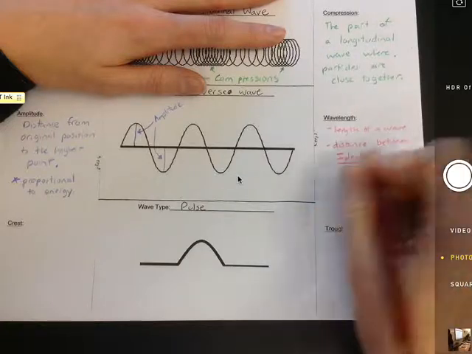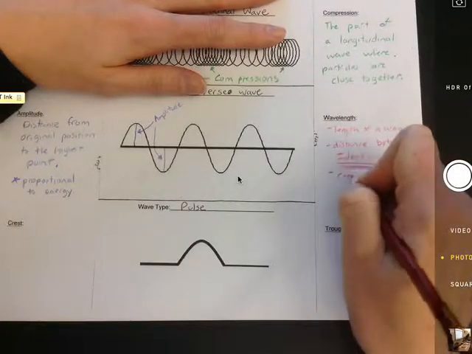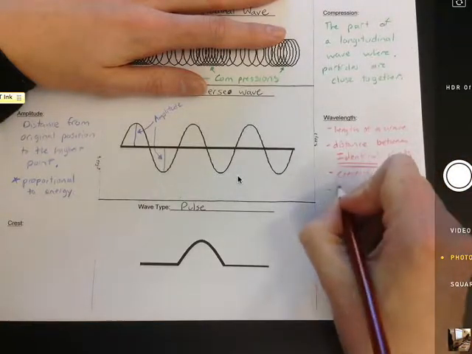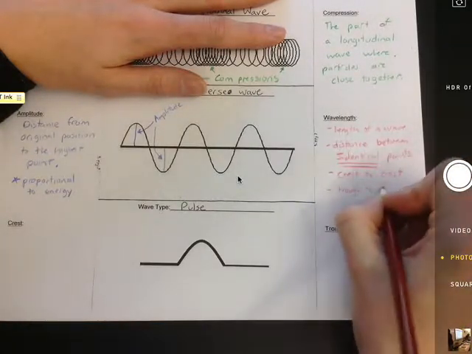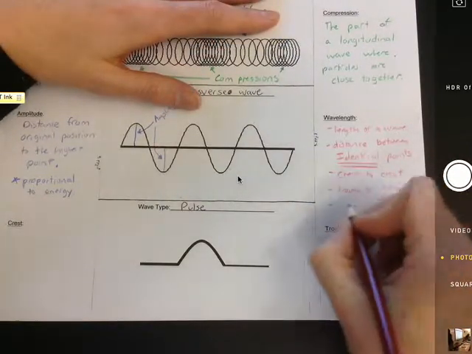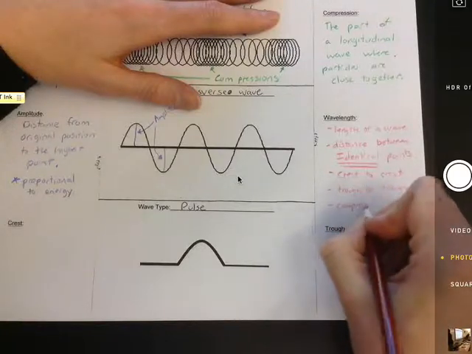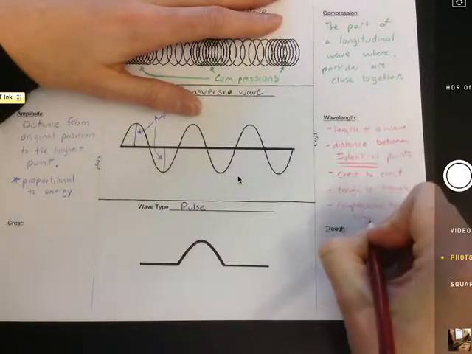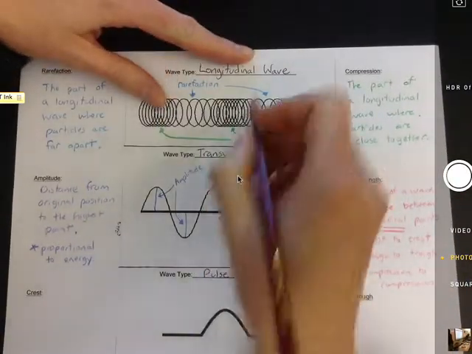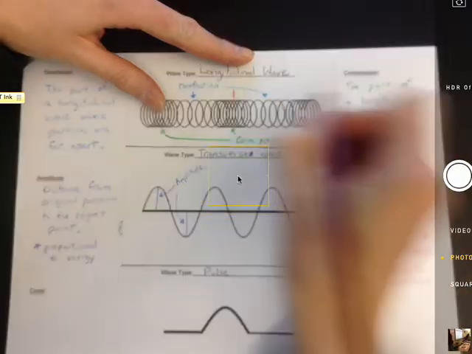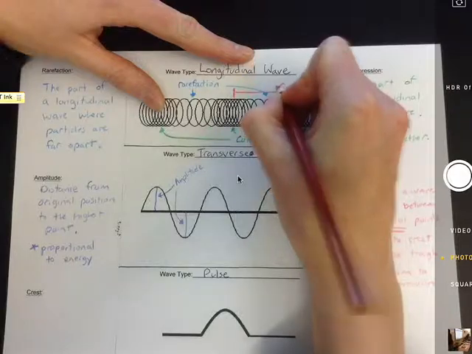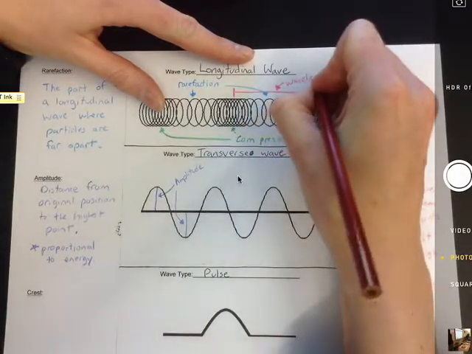So one way that we often measure this is either from crest to crest, which we'll find out what that is in a minute, or trough to trough. Or on a longitudinal wave, we often measure it from compression to compression. So if I were to draw a wavelength on our longitudinal wave up here, it goes from the compression to the next compression. So that right there, the length of that line, would be a wavelength.